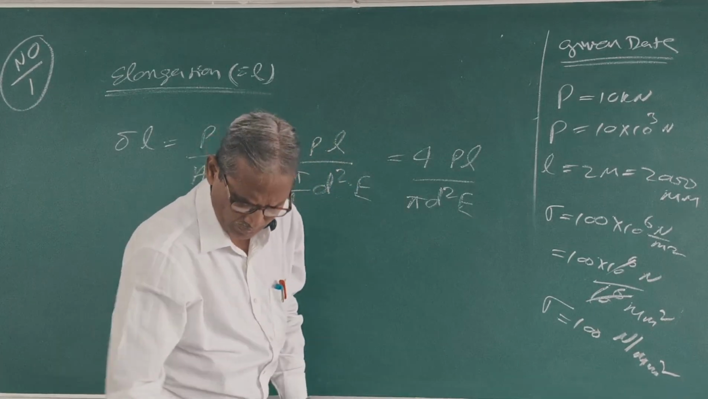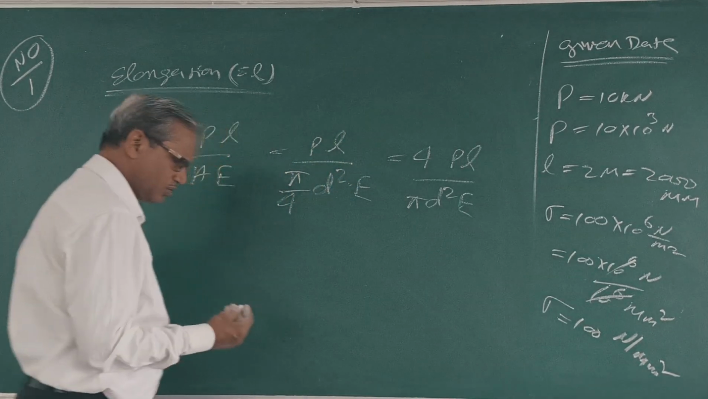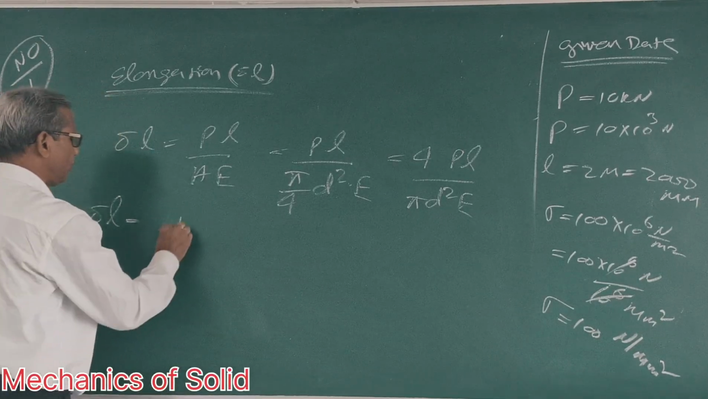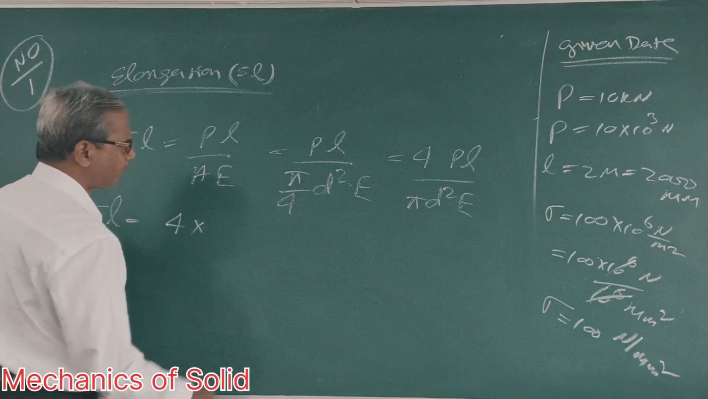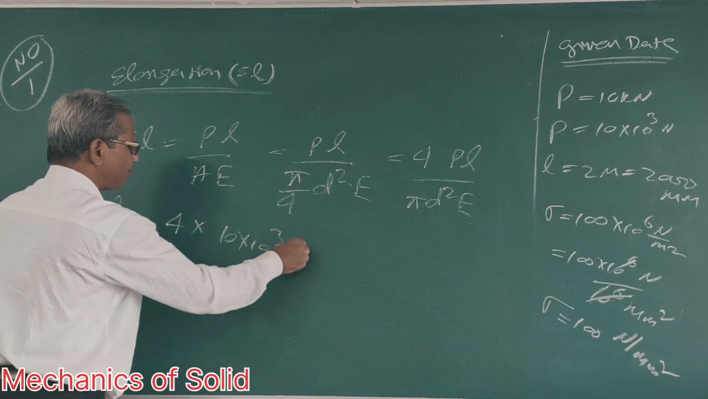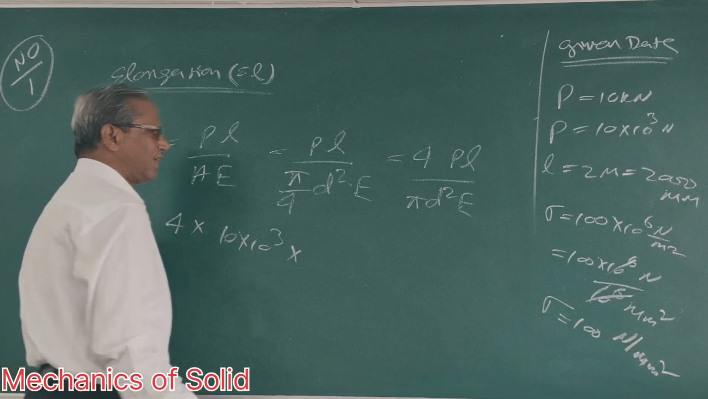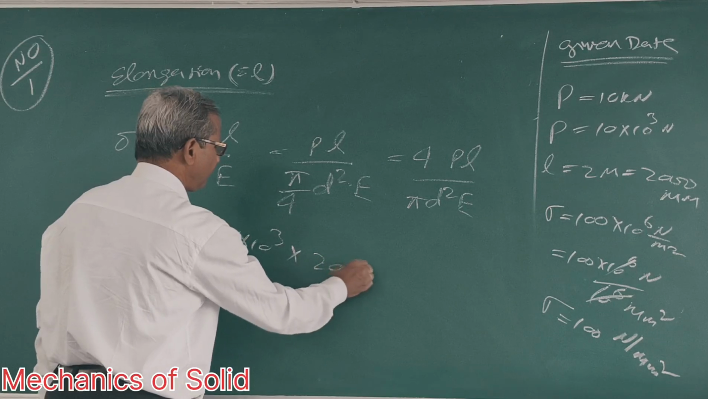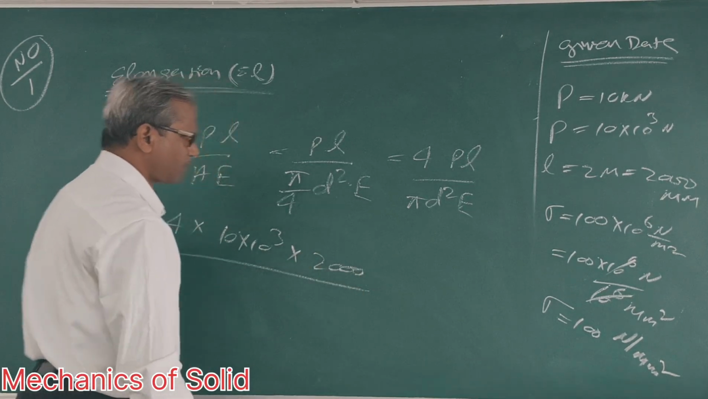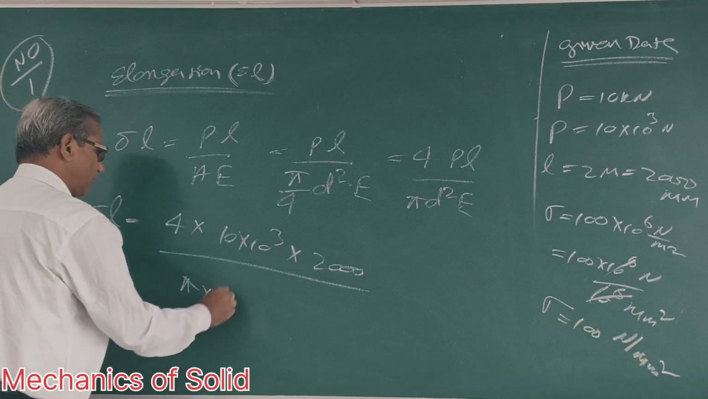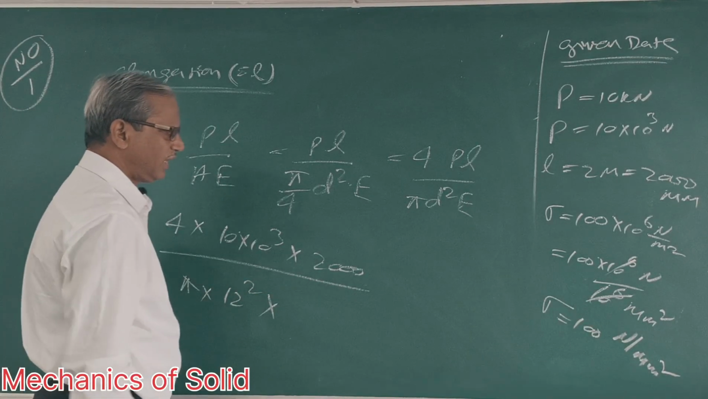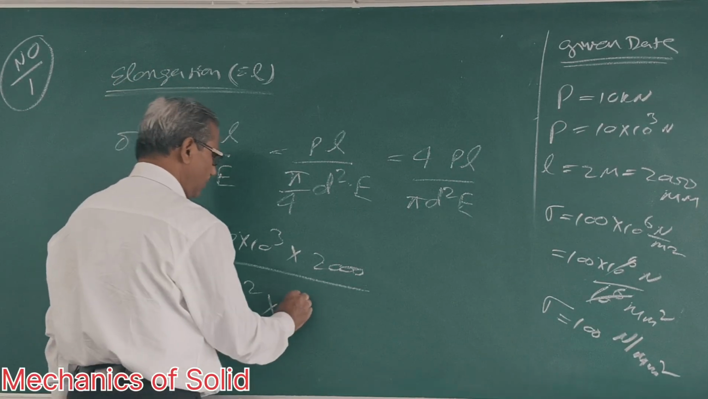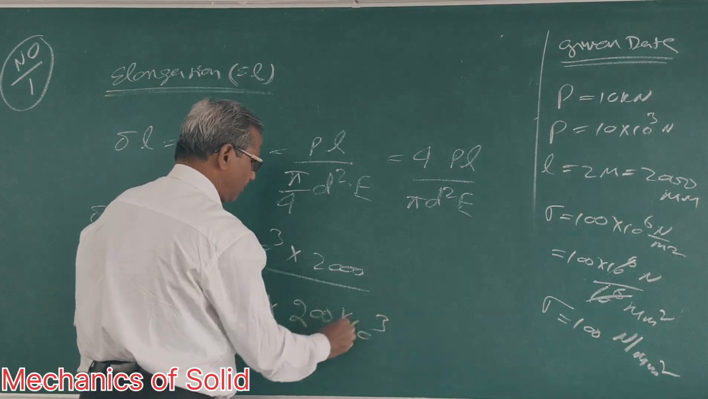So delta L is equal to 4 into what is P? 10 to 3. L, what is L? 2000 mm, by pi into D square, 12 square, into E. What is E? 200 into 10 to 3. Clear?